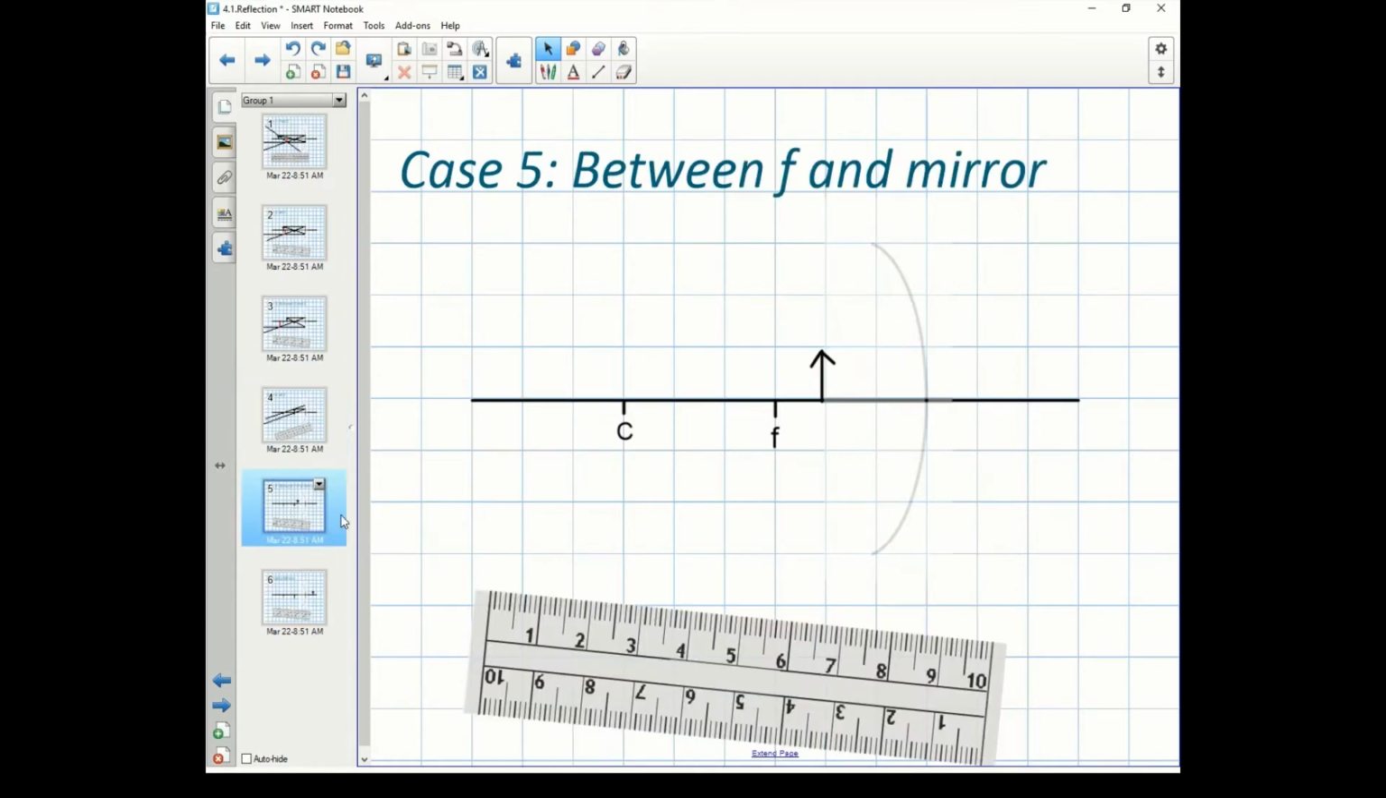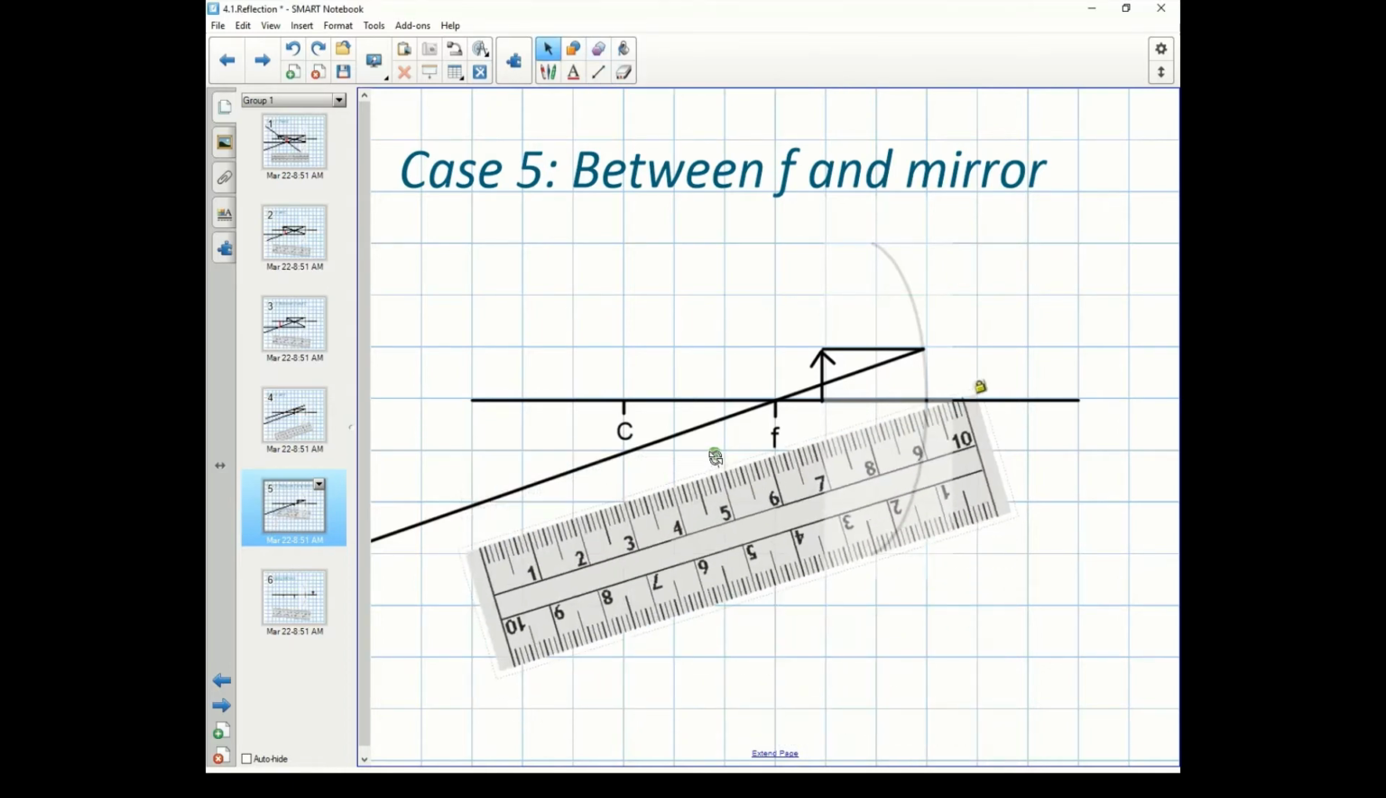Okay. And then the last case is between F and the mirror. So we'll start off with our first line. We'll go parallel to the principal axis, and then we will go through our focal point. Right? And again, we can't do our second line because we can't go through our focal point first and then hit our mirror. So we'll have to do the same thing that we did before.